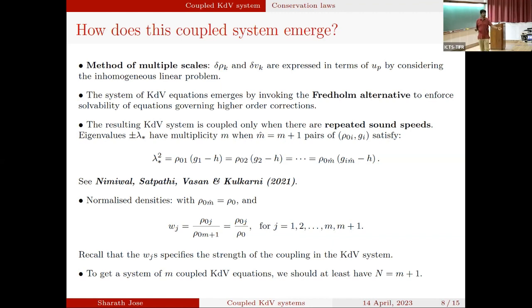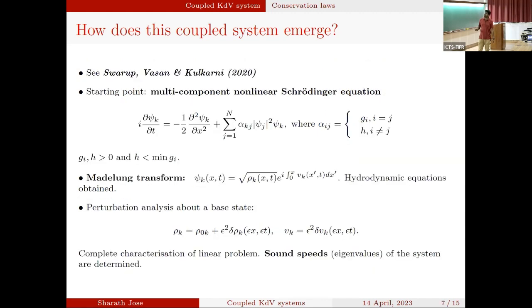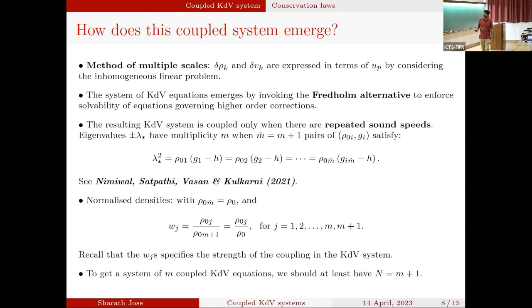There is always a system of KdV equations. Whether they are coupled or not actually depends on whether this particular criterion is satisfied. This was proved in an earlier paper published from the group. And those parameters which I said characterize the coupled KdV equations can be derived in terms of the base state densities of the original system. So Wj is something like this.